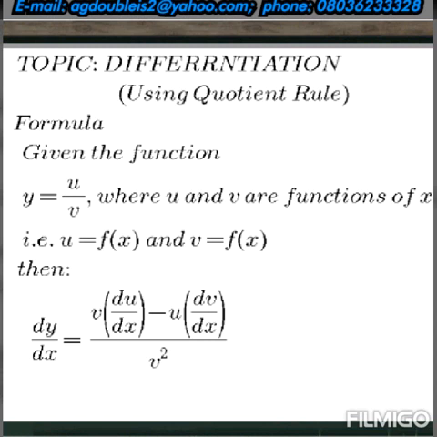The meaning of this formula is, in this function y is equal to u over v, you are going to hold v constant, then differentiate the u function with respect to x, then minus, hold u constant multiplied by the derivative of v with respect to x, all over v squared. If you apply it like this, you simplify the expression and your final answer will be the derivative of the function with respect to x. Now let's go to example 1.